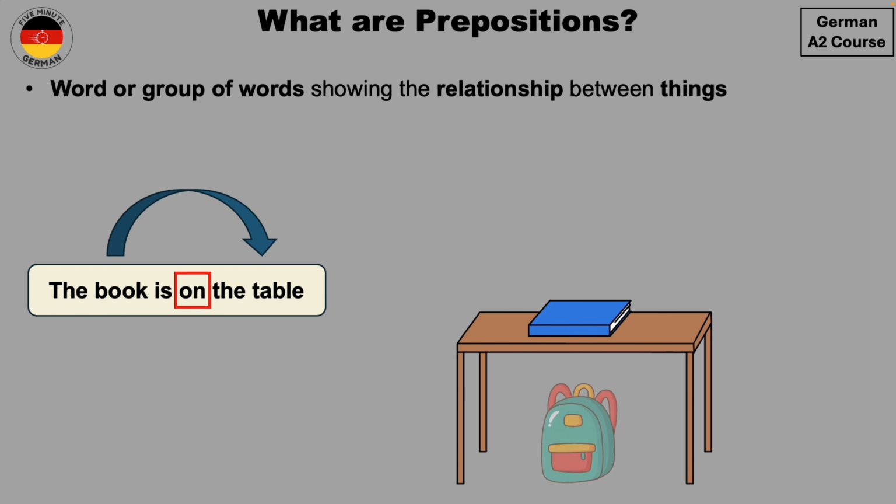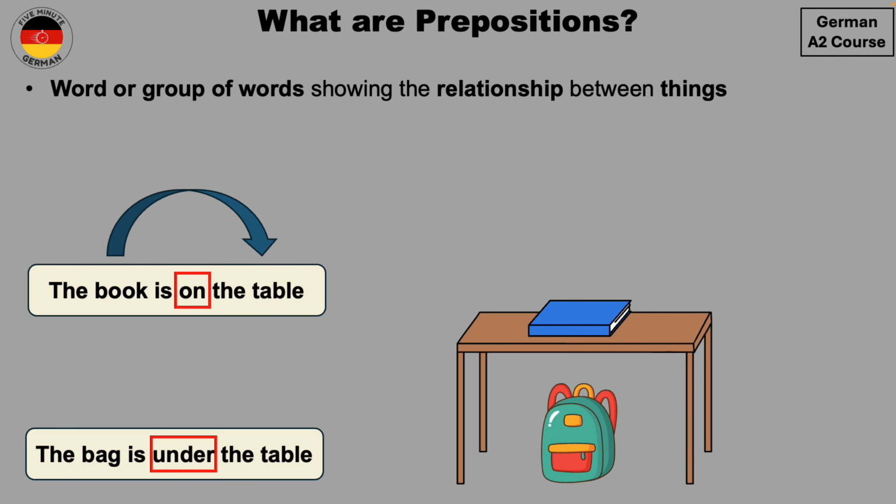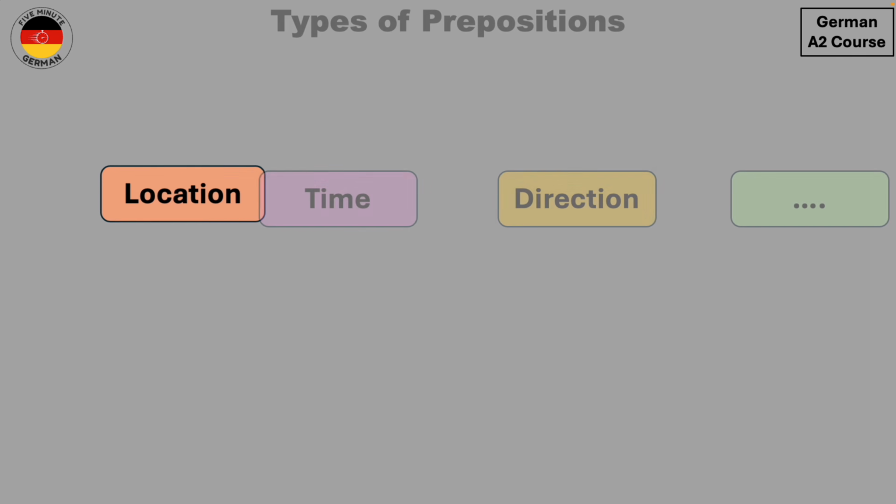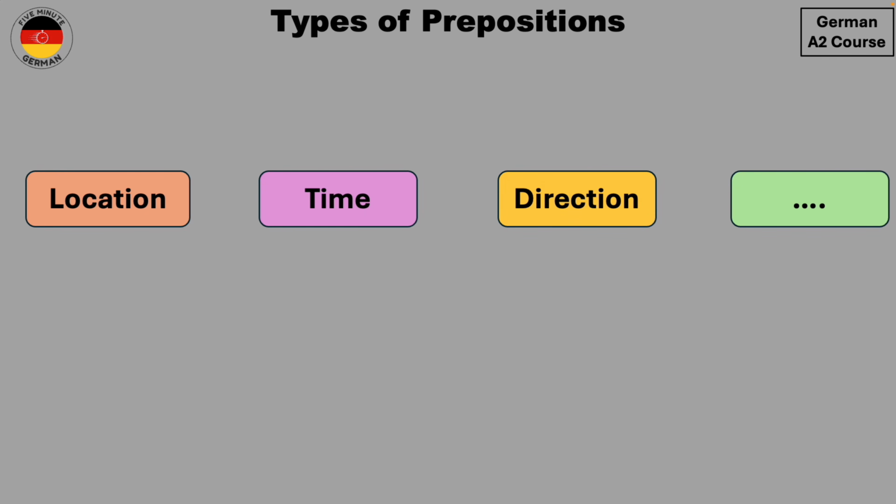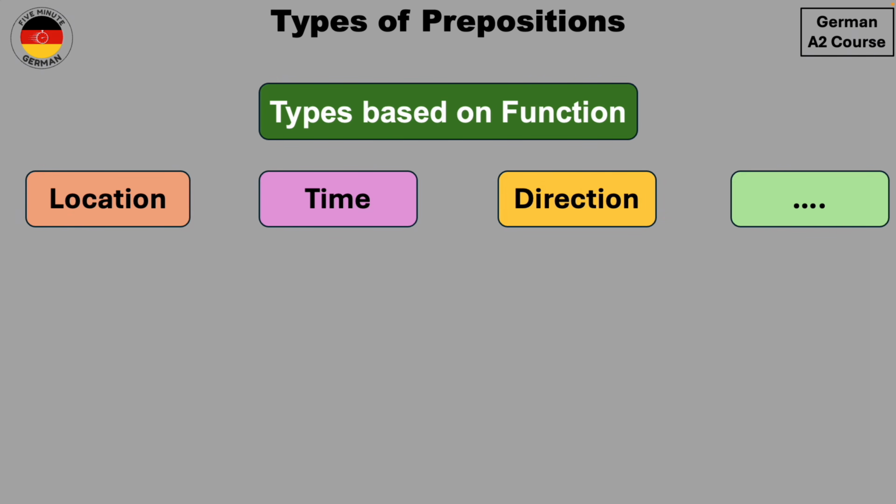Similarly, if we have this bag which is placed under the table, then we can say the bag is under the table, where under is the preposition. And both of these prepositions are examples of location prepositions. There are other types of prepositions as well, such as time prepositions, direction prepositions, and so on. And this is a categorization of prepositions based on the function of these prepositions.